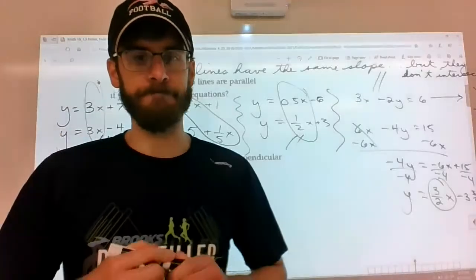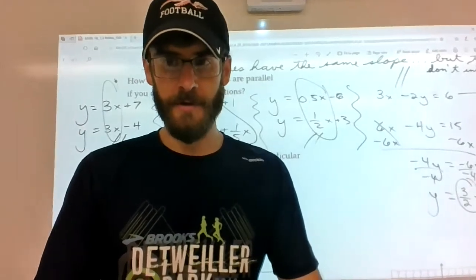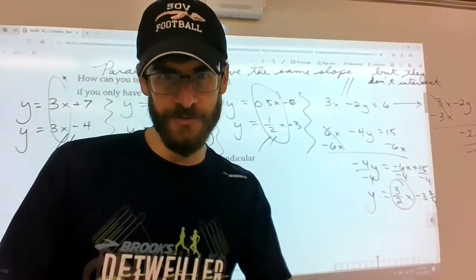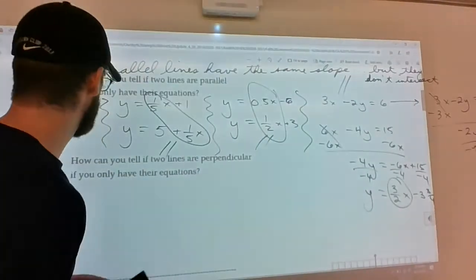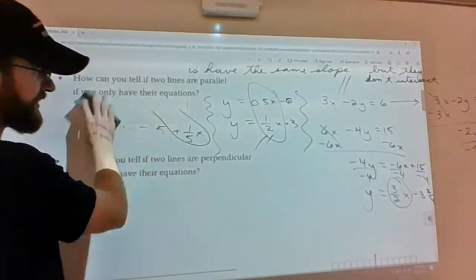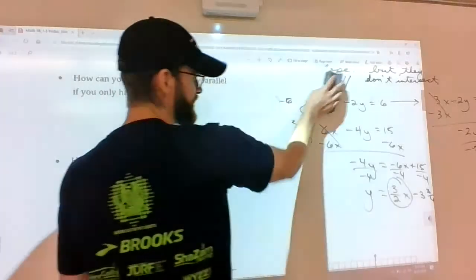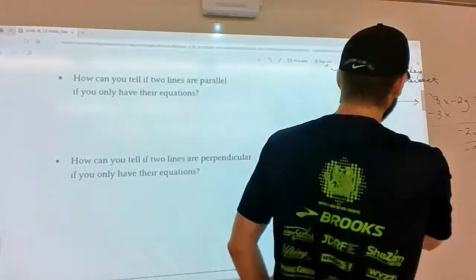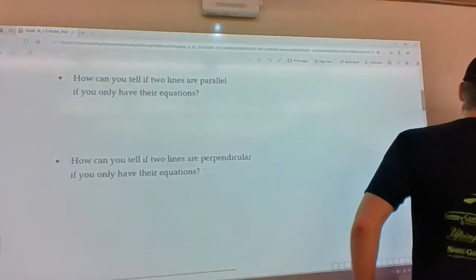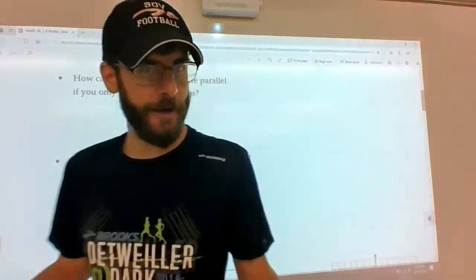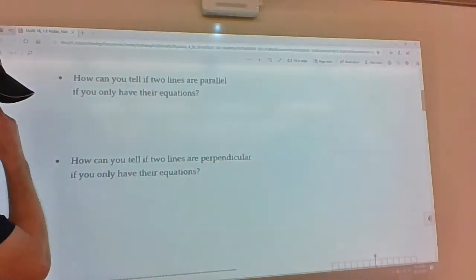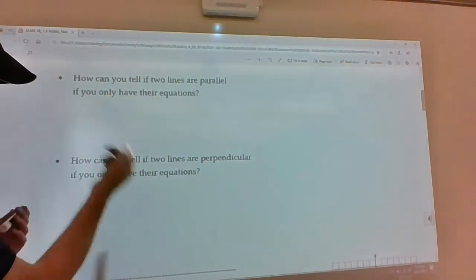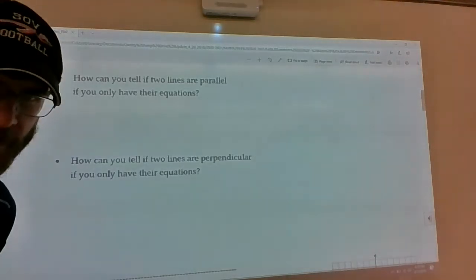All right. Now let's talk about perpendicular. Again, I'm just going to give you a series of examples. I think that's a good way of doing it, right? Guess and check. Math's all about patterns, right? All right, so if we only have their equations, how do we determine if they're perpendicular?